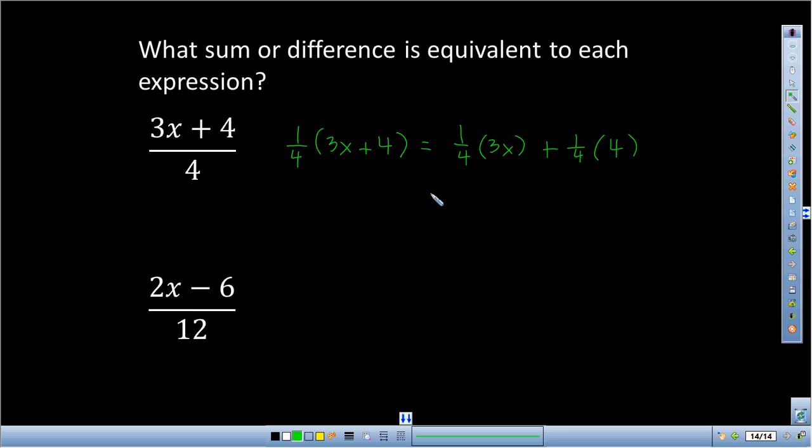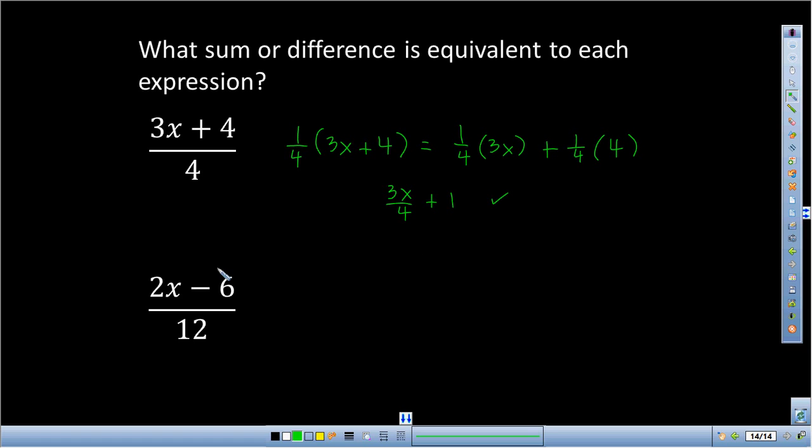1/4 multiplied by 3x makes 3x divided by 4, and 1/4 multiplied by 4 makes 1, and there we have a sum that's equivalent to the original expression. Go ahead and pause the video and try the next one on your own.